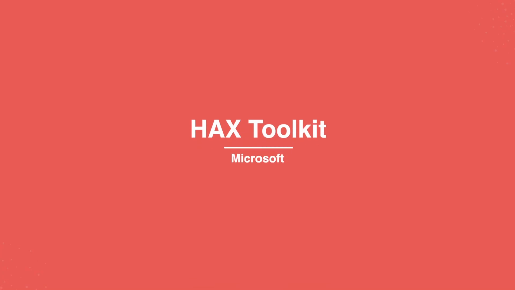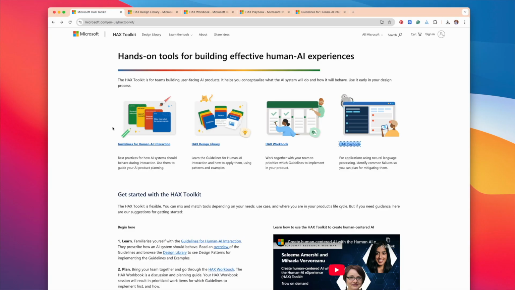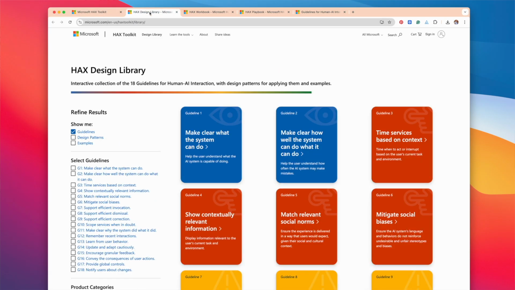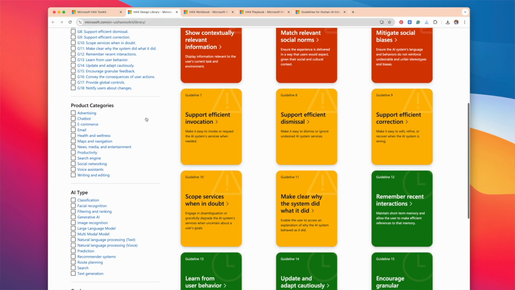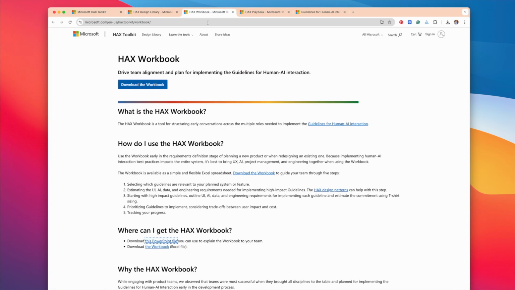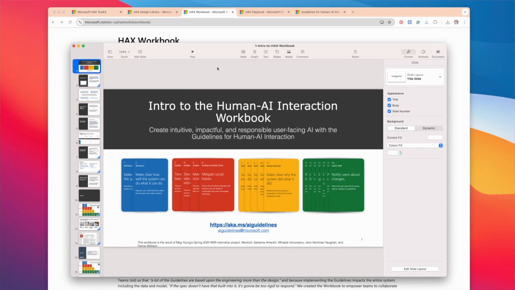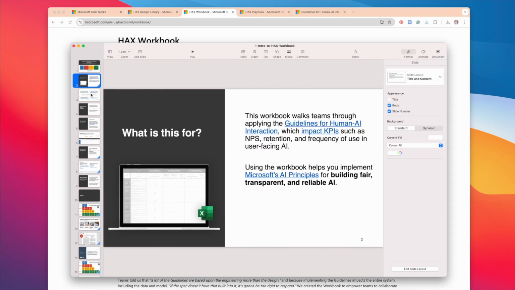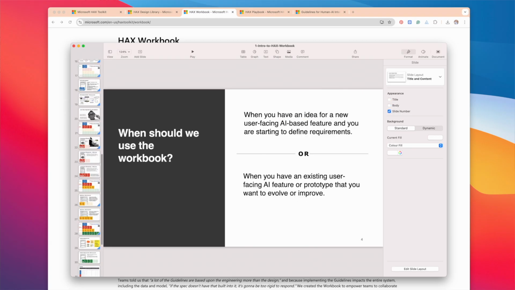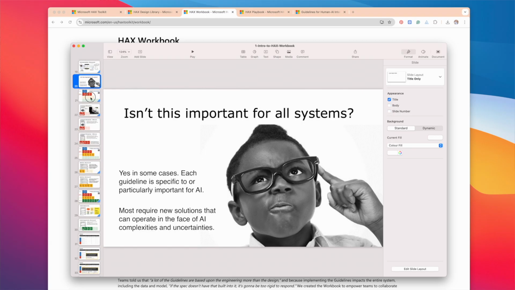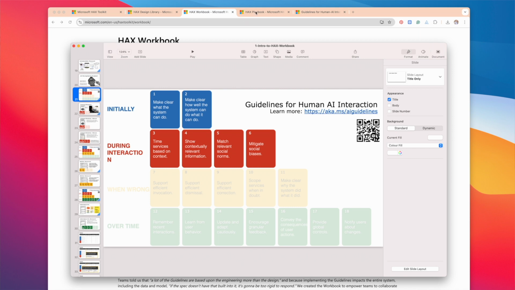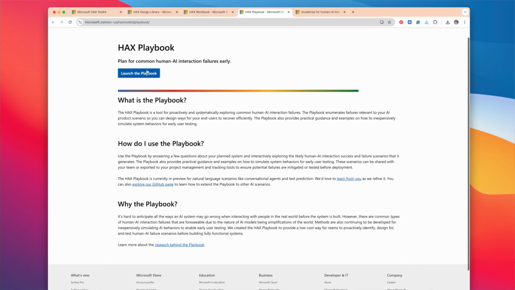Microsoft HAX, or HAX Toolkit. The Human AI Experience HAX Toolkit is Microsoft's suite of practical tools for creating responsible human AI experiences. It includes 18 research-validated guidelines organized around 4 interaction phases: initially, during interaction, when AI is wrong, and over time. The toolkit helps you conceptualize AI system behavior early in the design process with practical resources such as the HAX Workbook for planning and the HAX Playbook for anticipating failure scenarios.